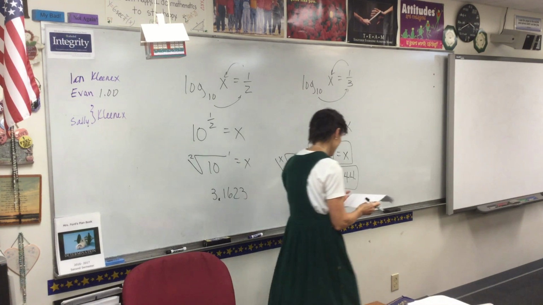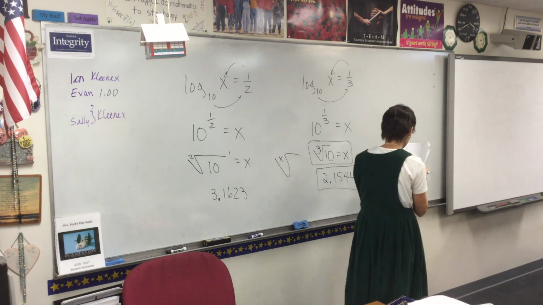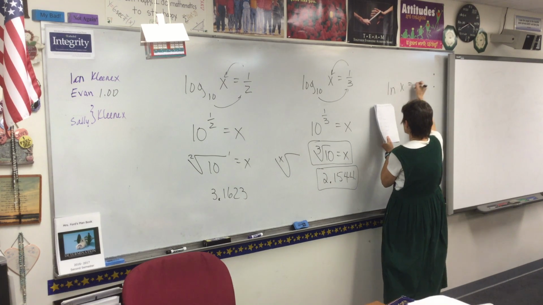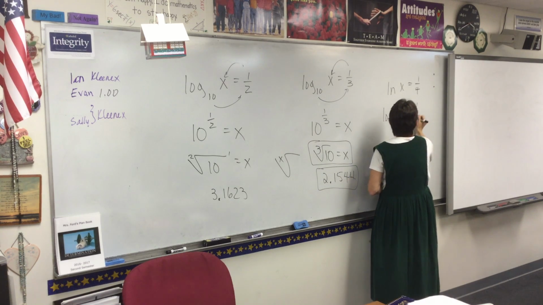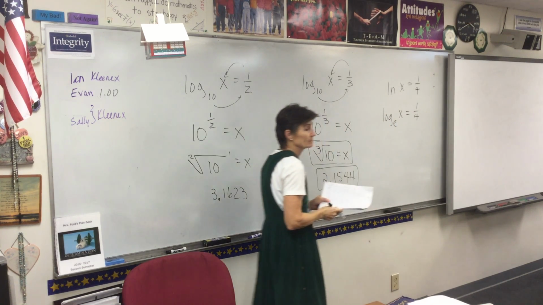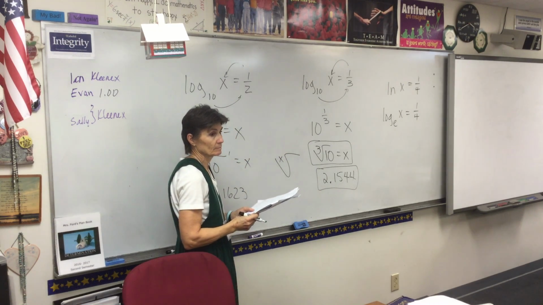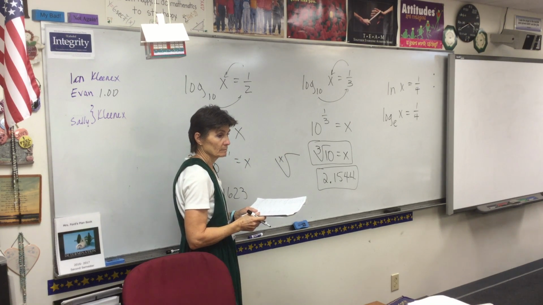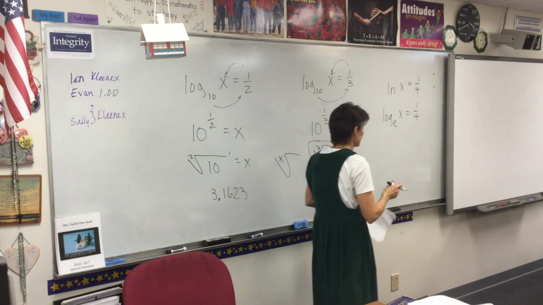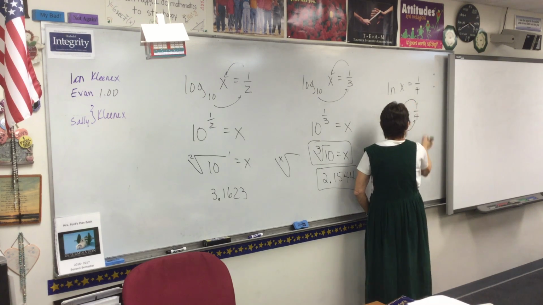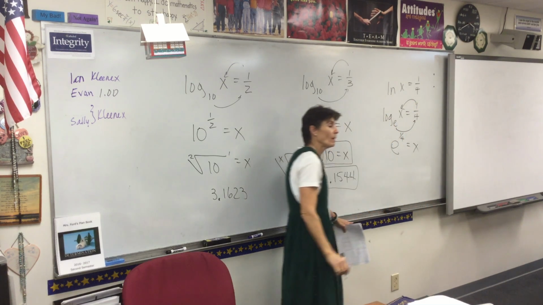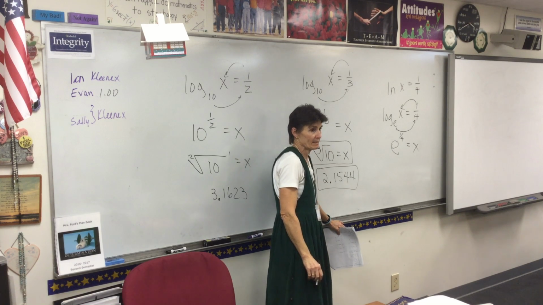All right, last one in that section says ln x equals 1/4. So that's log base e. So let's loop-de-loo it. Max, what's it say? It says e to the 1/4 equals x. Bingo, that's what it says. And what does e to the 1/4 mean?